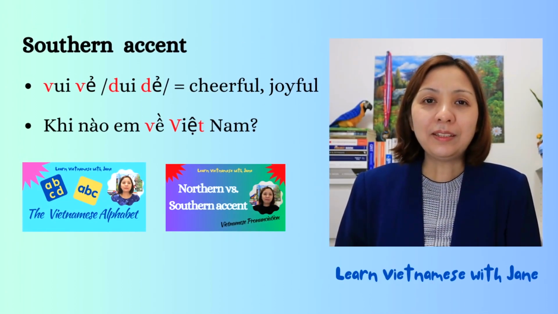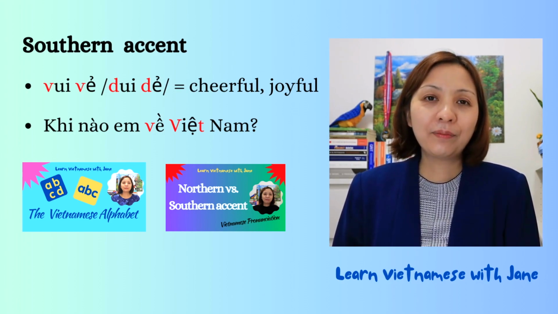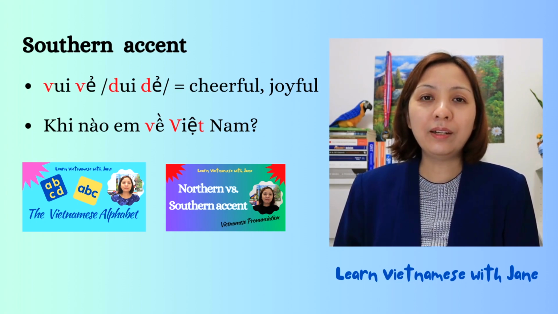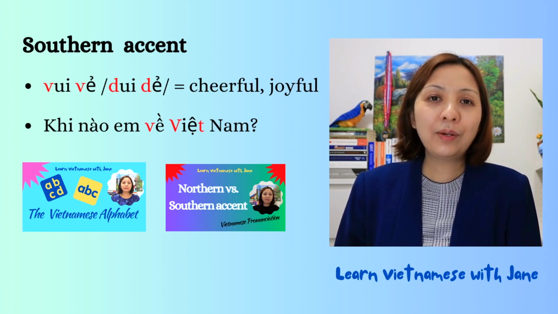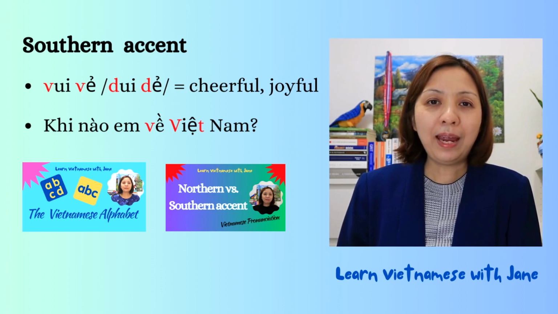When you learn Vietnamese, you might choose to speak with northern accent or southern accent. And either option, you will need to learn the pronunciation variation so you will sound like a local in the area that you stay. Now, for example, when I speak with southern accent, I will change the V sound to the Y sound. So I say vui vẻ instead of vui vẻ. Or I will say khi nào em về Việt Nam instead of saying khi nào em về Việt Nam.